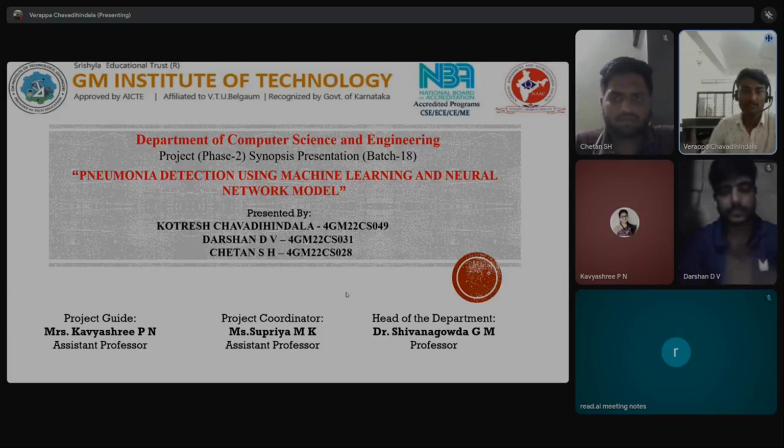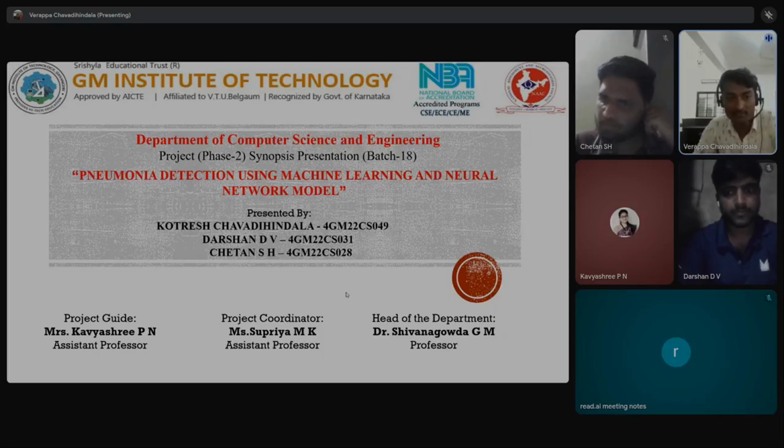Our batch is 18. The problem statement is pneumonia detection using machine learning and a neural network model, that is by using CNN. Our teammates are Darshan DV and Chetan Kumar SS. The project guide is Mistress Kaveshri PN, associate assistant professor, the project coordinator is Miss Supriya MK, and the head of the department is Dr. Shivam Goda sir. Without further wasting time, we'll move to the next.